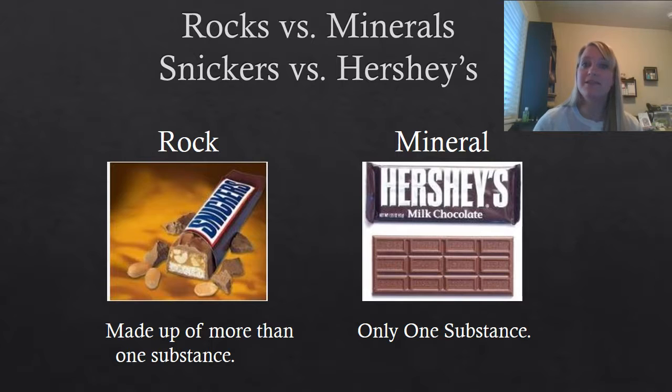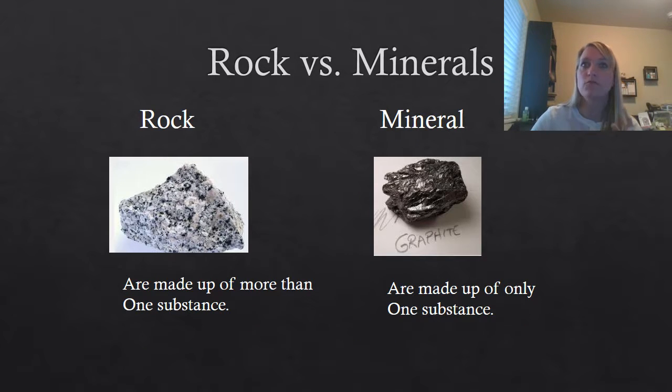So we've talked about the difference between a rock and a mineral is that rocks are made of more than one substance, like our Snickers here. It's made of the peanuts, the nougat, the chocolate, and the caramel. There are more things that go into it than just chocolate. Minerals are made of only one substance, and today we're actually going to learn about a special vocabulary word of what that means when things are made of only one thing. So remember, rocks made of more than one substance, minerals made of just one.